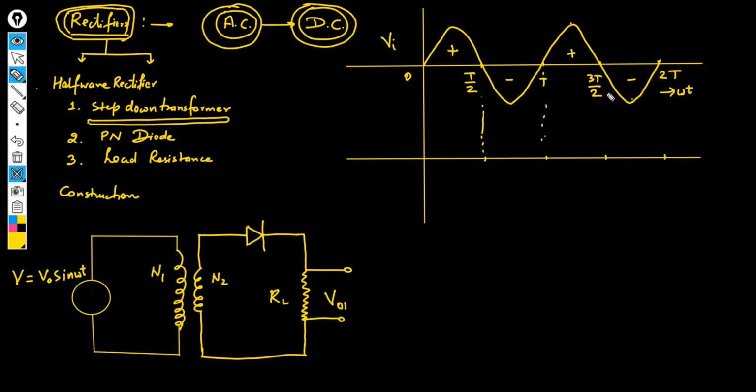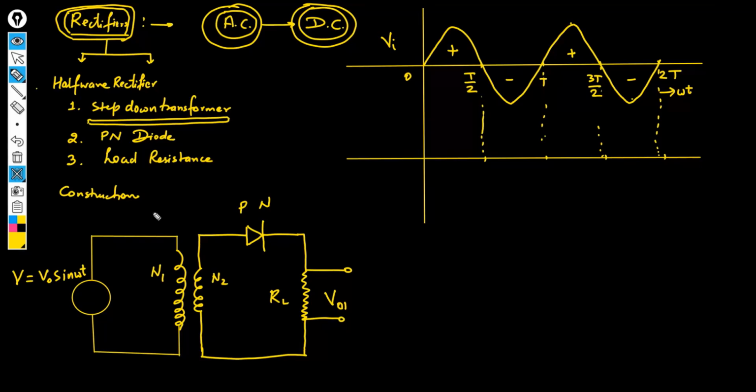Now, before starting the working of this half wave rectifier, I would like to ask, when will we say the PN diode is in forward bias? Any one of you? When the p-type semiconductor is connected to the higher potential and the n-type semiconductor of a PN diode is connected to a lower potential. So remember, P is connected to higher potential, N is connected to lower potential of this PN diode. Then we will say it is in forward bias.